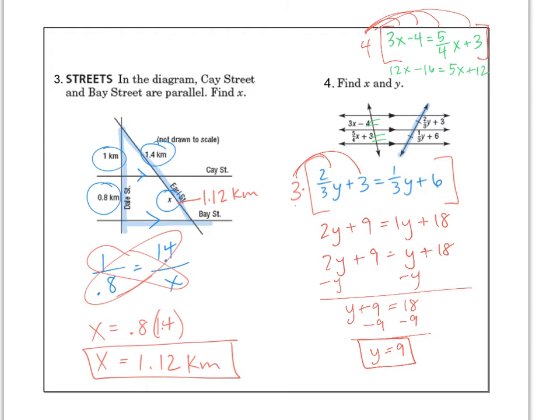That equation looks much nicer for solving. So minus your 5x. So we have 7x minus 16 equals 12. Add 16. Sorry, I'm kind of squeezing this in here. 7x equals 28. Divide by 7. x equals 4.